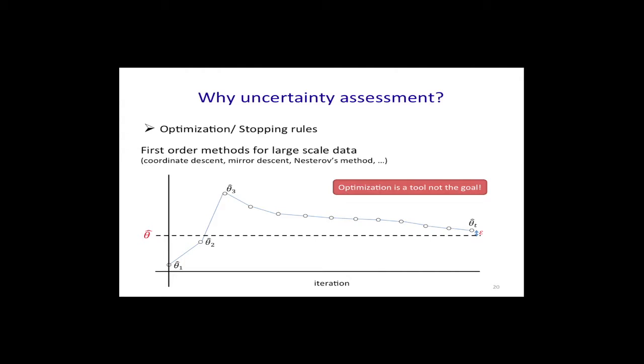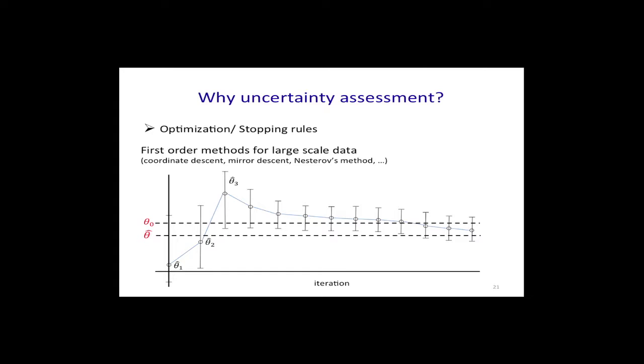So if you want to set some stopping rule, it's more holistic to say how close I am to the true parameter theta zero and set the stopping rule based on that. And confidence intervals can become very handy here, because at each iteration you can compute this sort of confidence interval. Then you can say, for instance, I will stop whenever the variations in my estimate are negligible compared to the length of the confidence interval. And this is important because what you really care about is theta zero, not theta hat. So these were three main reasons, but you can think of more reasons for uncertainty assessment.